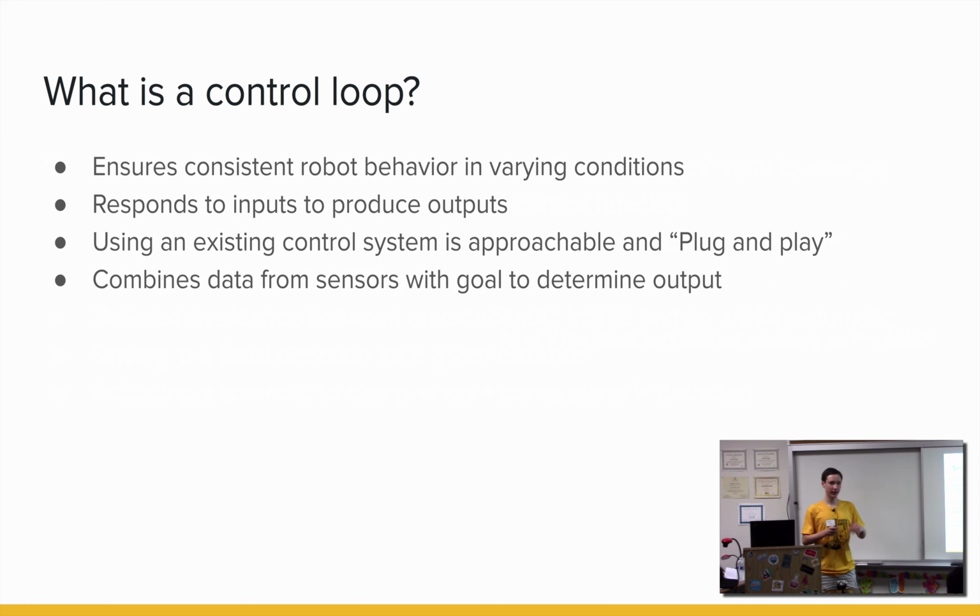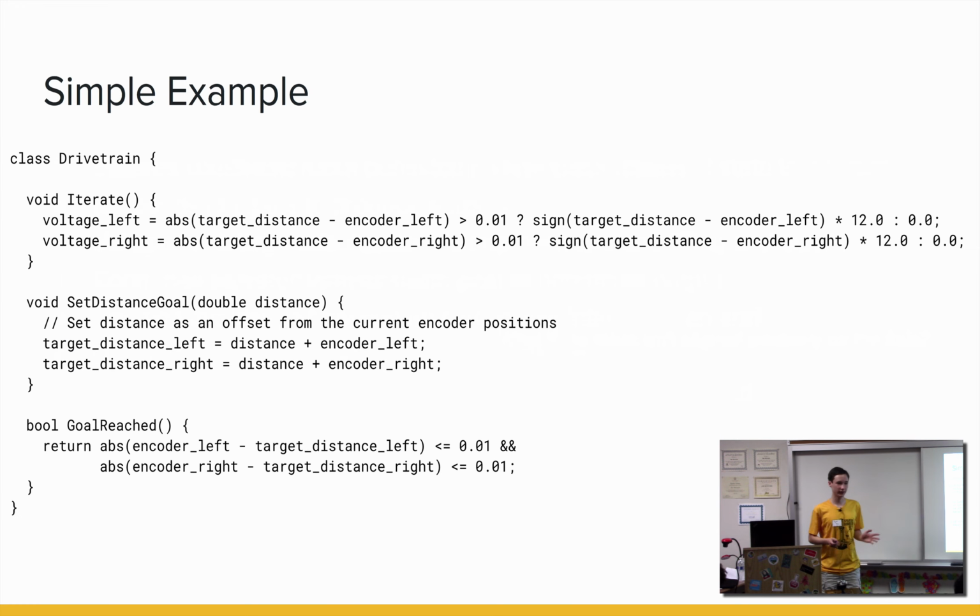So here's a simple example of what a control loop could look like, just to give you an idea. Now, I wouldn't recommend using this one on an actual robot, but I think it demonstrates what a control loop might provide. Here we have an example drivetrain class, and we have a set distance goal. This lets you tell the robot how far you want it to move. We have a goal reached, and this tells us whether we have reached that goal, approximately within 0.01 centimeter. And then we also have an iterate method, which produces a voltage output, to tell us what direction the motor should turn in order to move in the right direction.